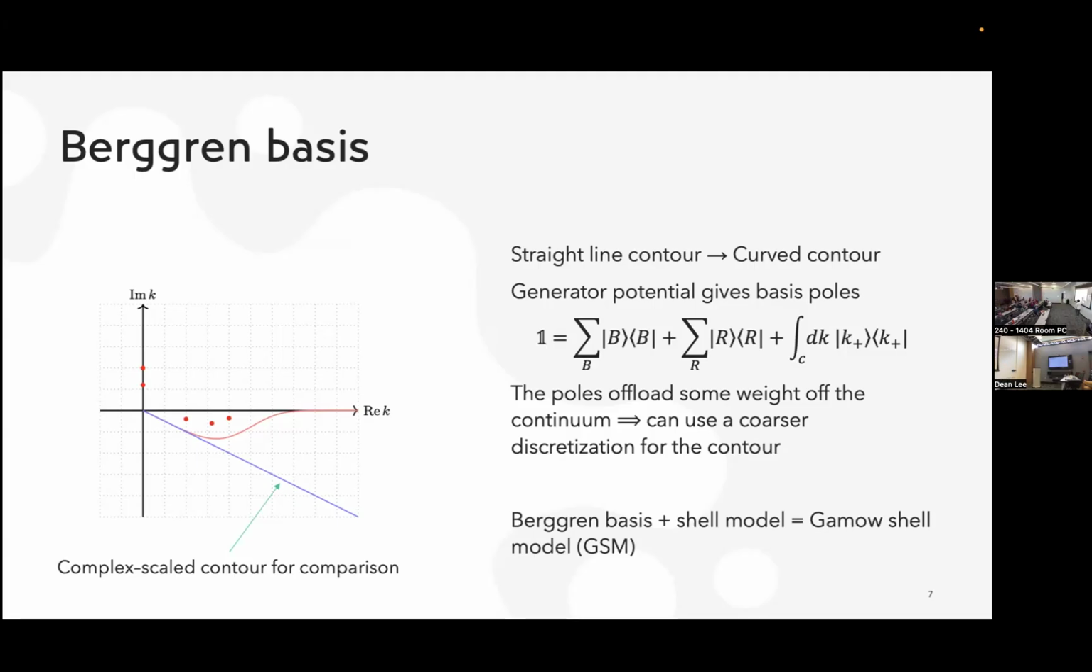So the idea of this is when you have resonances in your basis close to this contour, you don't have to discretize this contour as finely as you would have to do otherwise. You can say the poles of the weight of the continuum, and also discretization, and of course you don't have these large negative, large imaginary things in your basis. It's much more numerically stable. Okay, so that's the Berggren basis. You combine it with the shell model, you get something called the Gamow shell model.